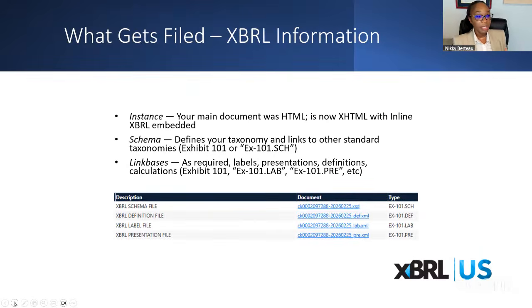Okay, so finally, this slide shows the core components of that XBRL filing set. First, you have the instance document. Historically, by the way, the main filing document was just the HTML. With inline XBRL, this becomes the XHTML, which is embedded with your XBRL tags. Then there's the schema. This defines the taxonomy and connects it to the relevant standard taxonomies. And then you have the link bases I was mentioning earlier. These provide supporting structure for the labels, presentations, definitions, and calculations if there are any.